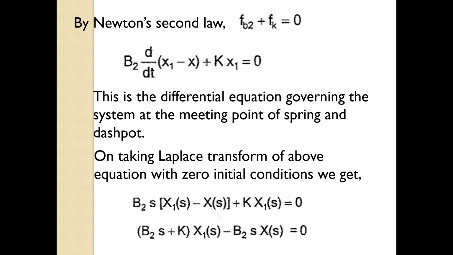So when you take X1 of s common, the coefficient of X1 of s is b2 s plus k. When you take X of s common, of course, there is only one X of s term, so minus b2 s into X of s is equal to 0 you will get. Now you can rearrange the terms. We have to eliminate X1 of s now.